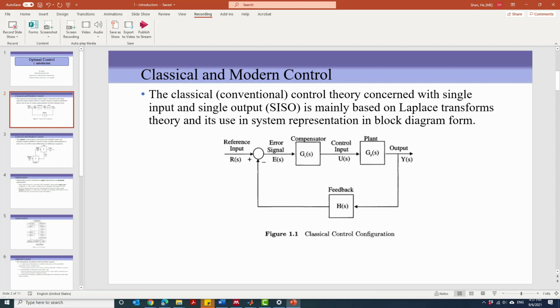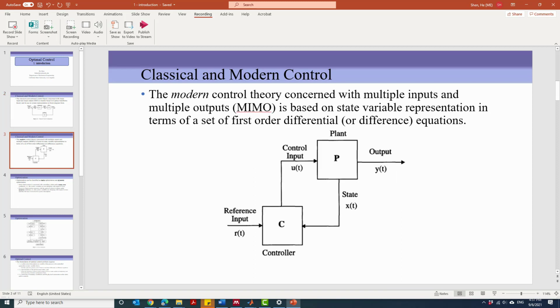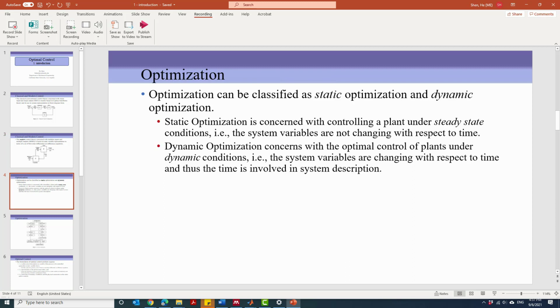The classical control theory only works for a single input, single output system. In modern control theory, we are concerned with the multiple input and multiple output system. Here the configuration is composed of mainly 2 blocks. One is the plant, and the other one is the controller. So the controller will take actions based on the reference input and also the state variables.